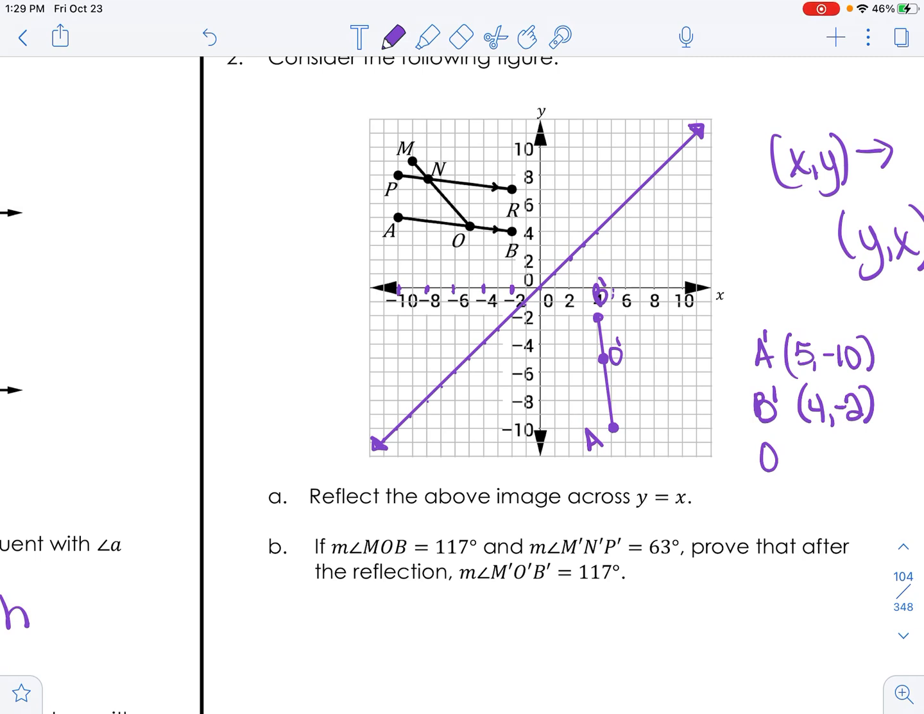Okay, let's see. I've got P is at (-10, 8). So we're going to look at (8, -10). And R is at (-2, 7). So we're going to look at (7, -2).